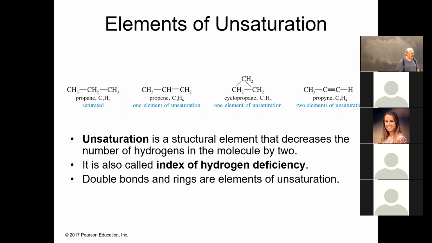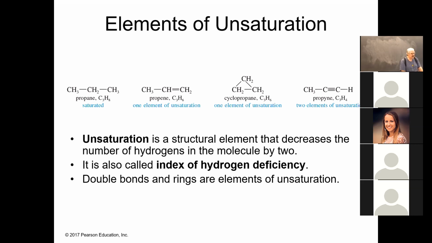I'll briefly review elements of unsaturation. In lab, the first part of November, we're going to look at qualitative analysis of organic compounds. One bit of information that you might be provided is the molecular formula, and sometimes a mass spectrometry experiment can provide you with that information. If you have the molecular formula, you can calculate the elements of unsaturation. This gives you a clue as to the number of double bonds, triple bonds, or rings.